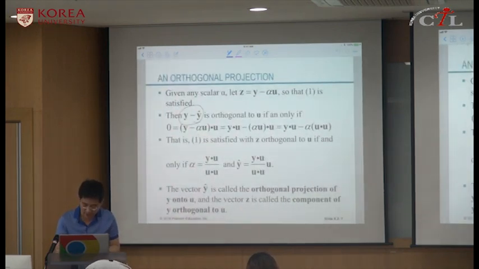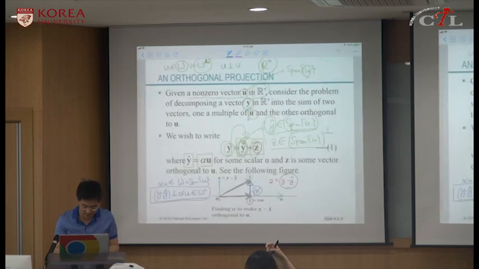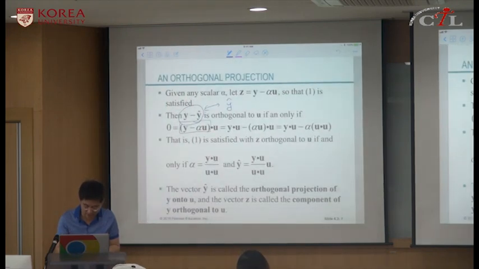So this guy is orthogonal to y hat, right? From here, this is y hat, and this is y minus alpha u, or y hat. So this guy should be orthogonal to alpha times u, and their inner product should be 0, and then we can move on.